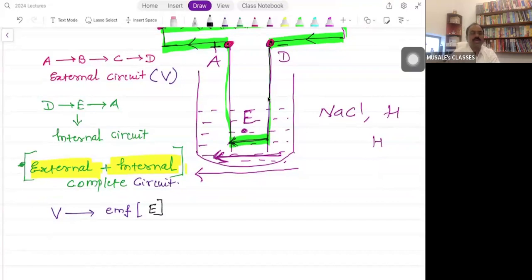That is known as EMF. Okay, so what is EMF? EMF. It is electromotive force. It is electromotive force.